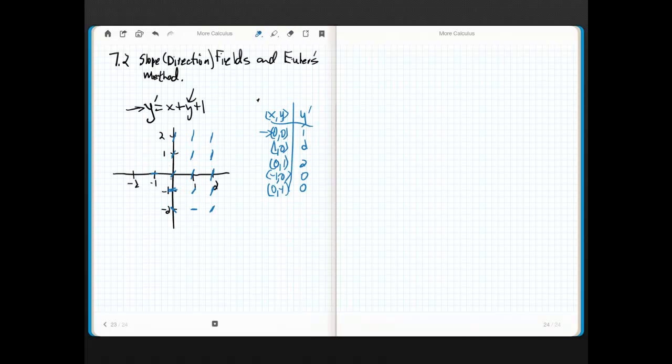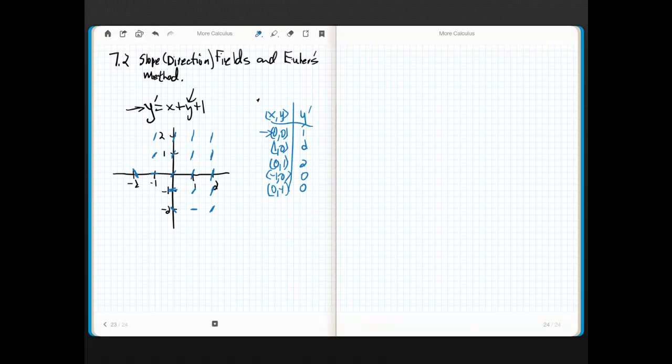But let's play some more. Let's see. -1, 1. That's -1. Plus 1 is 0, plus 1. Okay, that's going to be 1. Negative 1 plus 2 is 1, plus 1 is 2. So we got that guy. Negative 2, 0. Negative 2 plus 0 plus 1. That's a negative 1. So we got this funky one again.